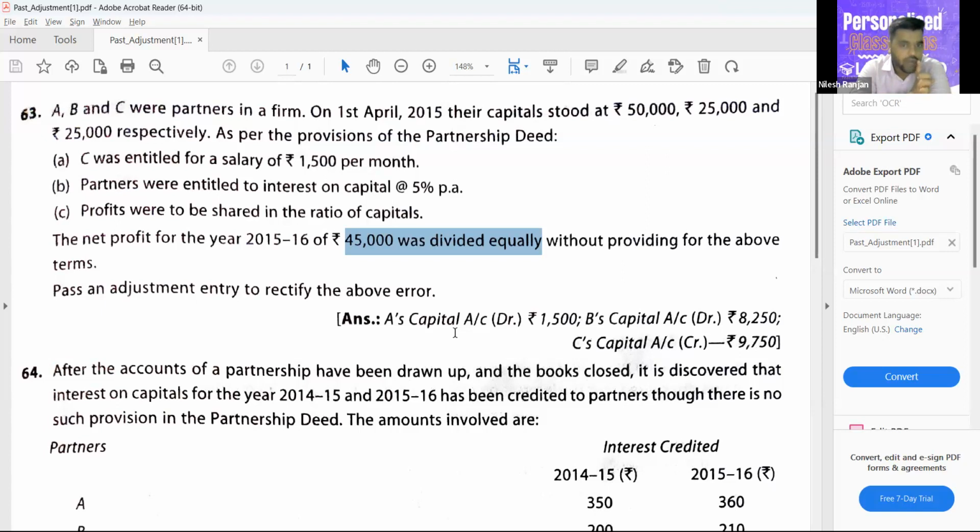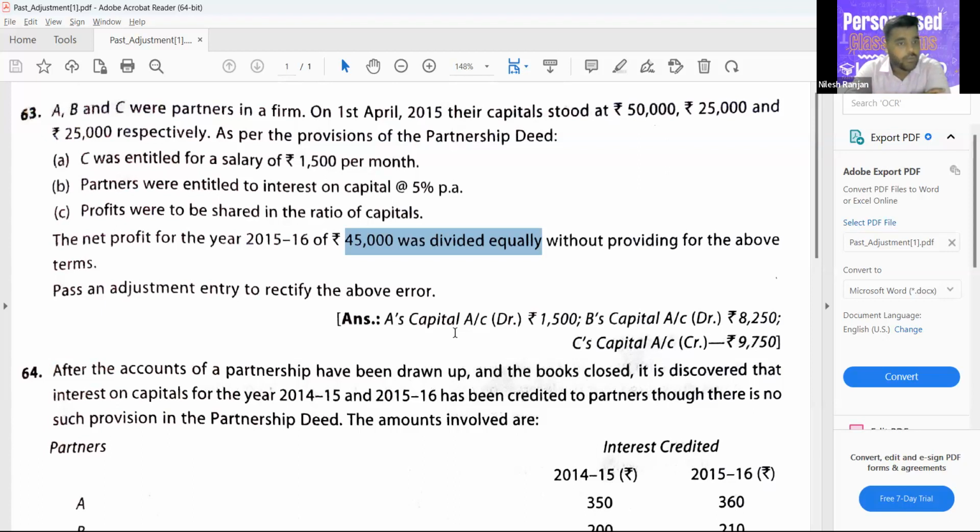So now after taking the profit back, we will give salary to C. So in C column, salary will be credited. 1,500 per month means 18,000 per year. Okay, sir. Got it. So 18,000 will be credited in C column.